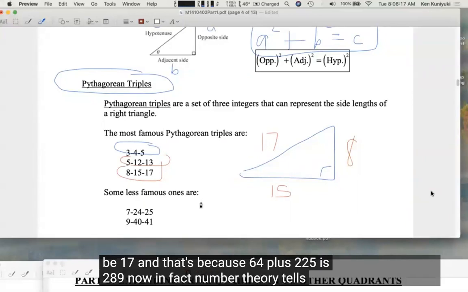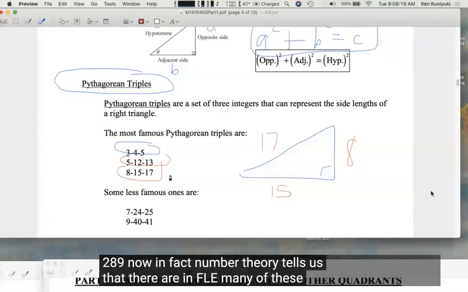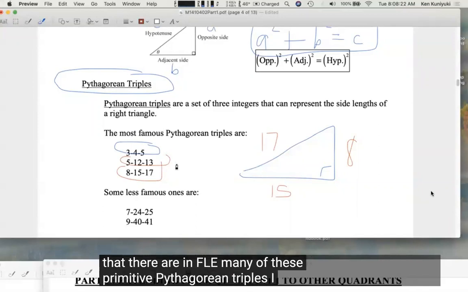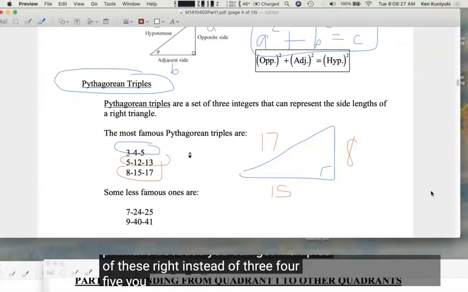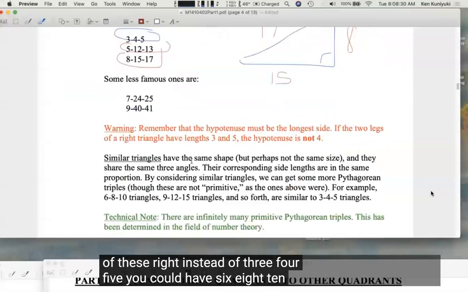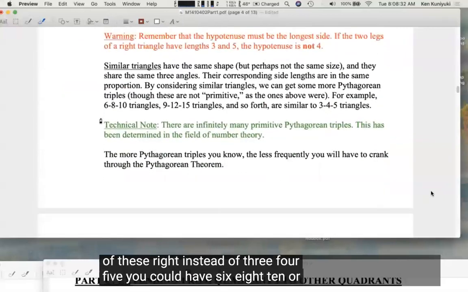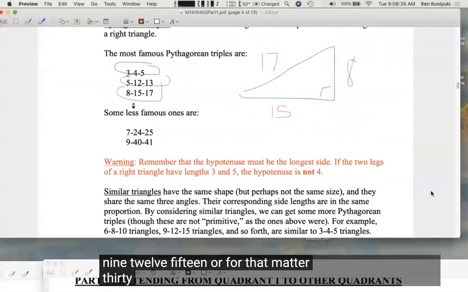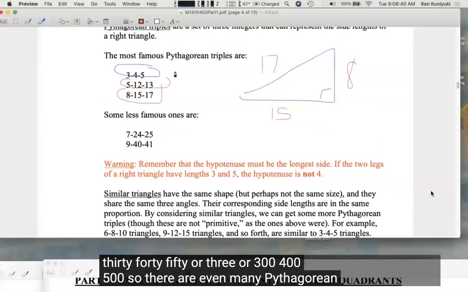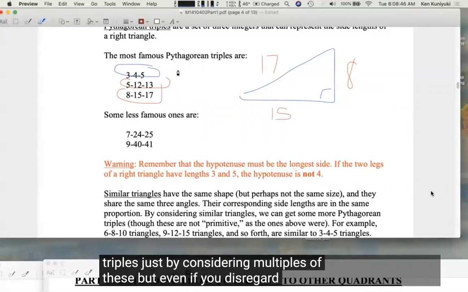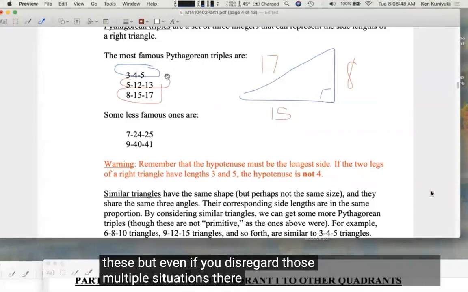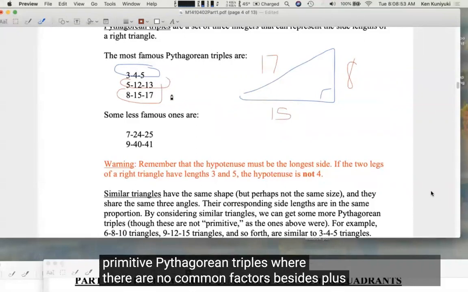Now, in fact, number theory tells us that there are infinitely many of these primitive Pythagorean triples. I say primitive because you can get multiples of these, right? Instead of 3, 4, 5, you could have 6, 8, 10, or 9, 12, 15, or for that matter, 30, 40, 50, or 300, 400, 500. So there are infinitely many Pythagorean triples just by considering multiples of these. But even if you disregard those multiple situations, there are infinitely many primitive Pythagorean triples where there are no common factors besides plus or minus 1.